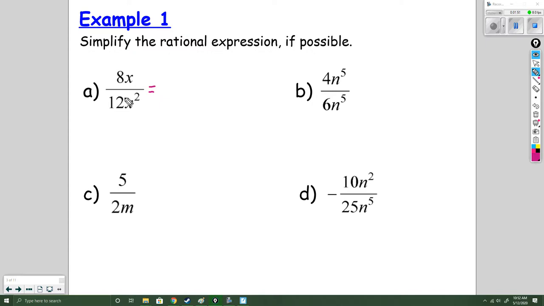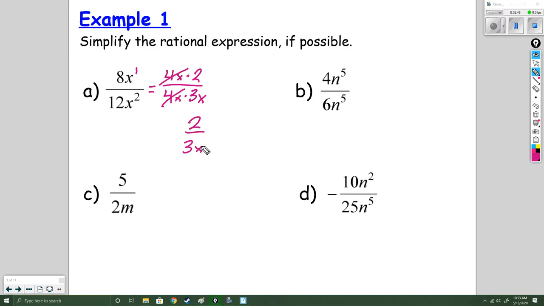So 8 and 12. When I think of 8 and 12, those would both have a common factor of 4. And then if I look at x and x squared, this is x to the first power, so there's 1 x multiplying in the numerator, 2 x's multiplying in the denominator. The common factor there would just be x. That's the maximum amount that we can take out of both. 8x is just 4x times 2, and 12x squared is just 4x times 3x. Now 4x divided by 4x is 1, so we cancel out that common factor, and that just leaves us with 2 over 3x.